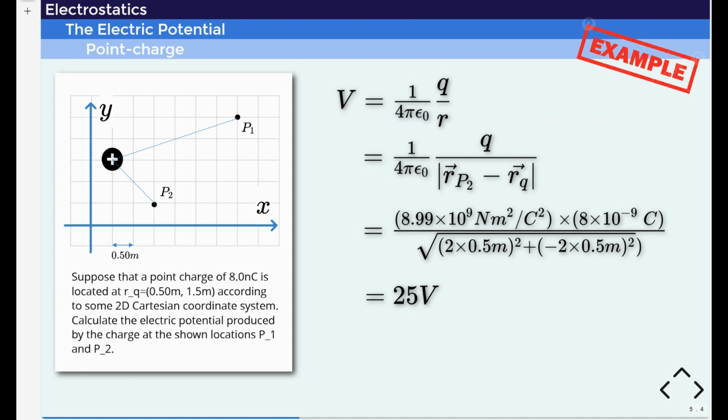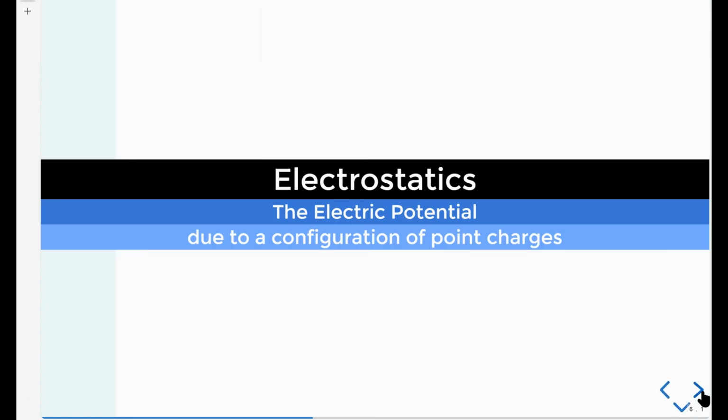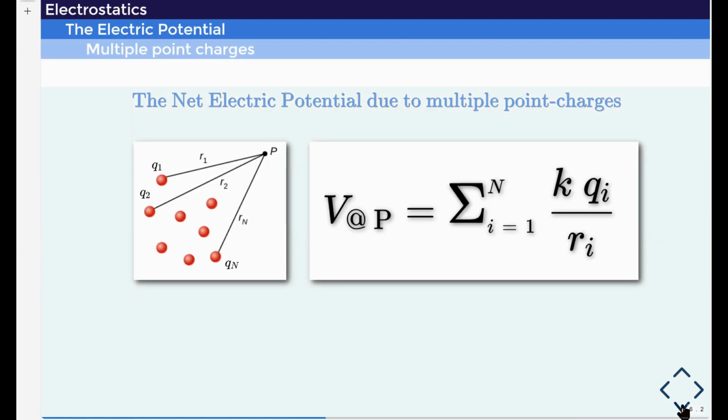Now, what if I don't have just a single charge? What if I have multiple charges? How would I calculate this? Turns out because it's a scalar quantity, the story is really quite simple.